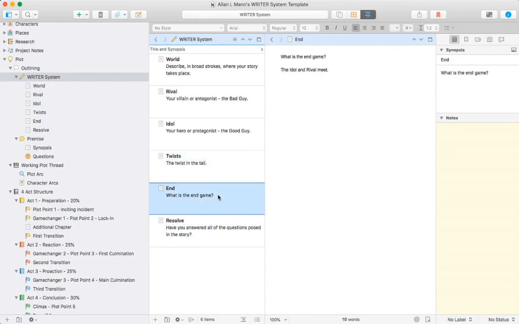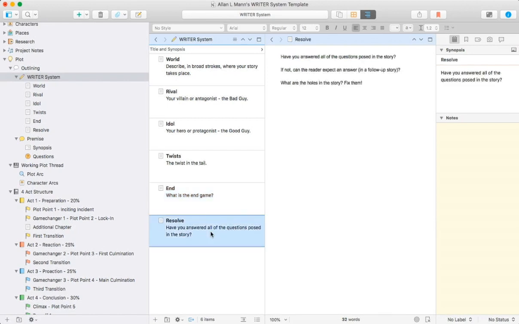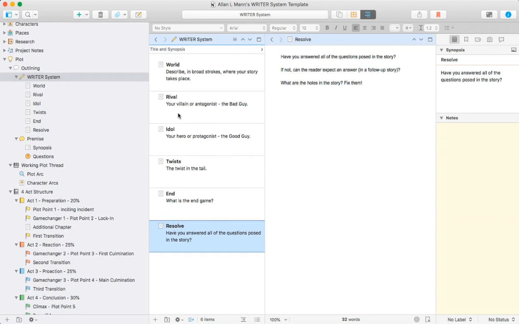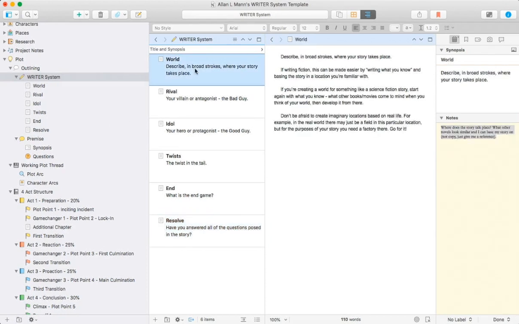What's the end game? And the climax of the story. And R is for resolve. And have you answered all the questions within the story? And rewind and look at the story from that aspect. So again, let's go back up then. So writer, world, rival, idol, twists, end, and resolve. World, let's start there.